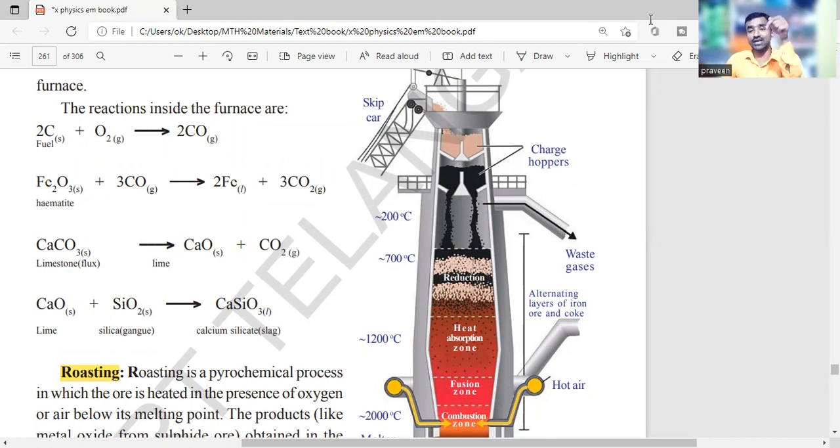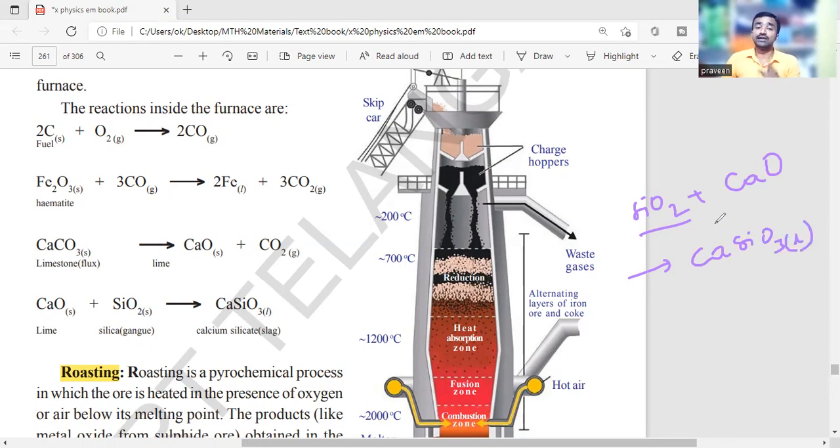That calcium oxide is going to react with the silicates. Silicon dioxide, right? That soil particles, SiO2 remaining in that substance, silicon dioxide, will react with the calcium oxide and be removed as calcium silicate in the liquid form.